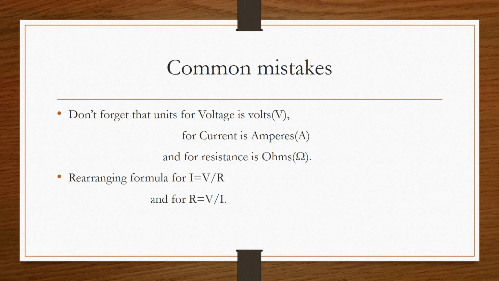The second one is that people get caught up while rearranging the formula. So it is V = IR. From that we get that I = V / R and resistance R = V / I.